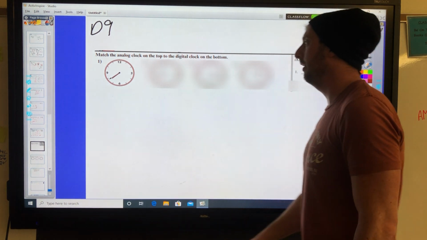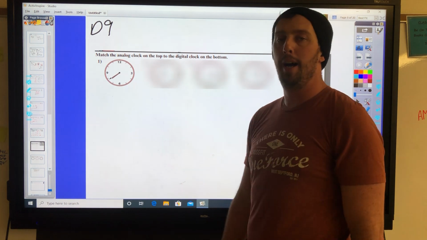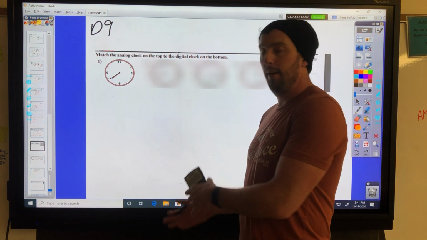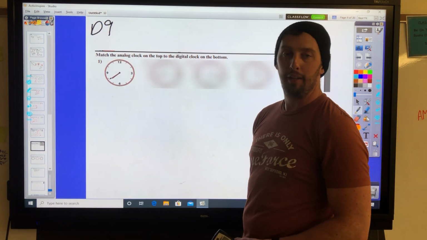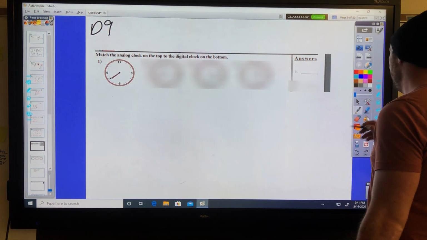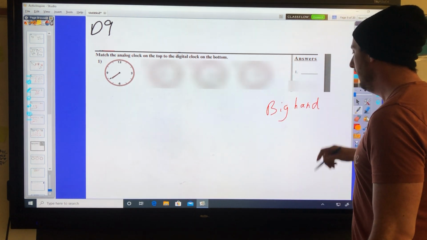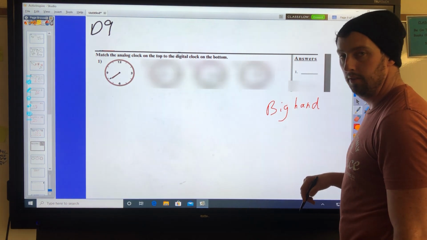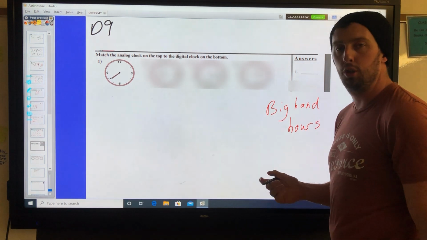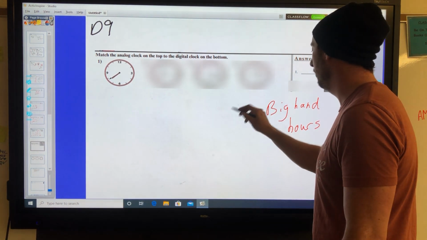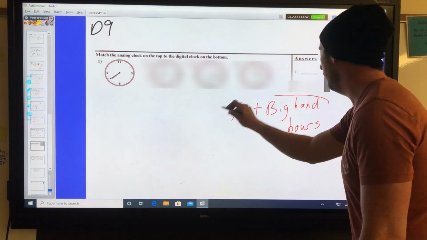Oh, clocks. Matching the analog clock on the top to the digital clock on the bottom. This is day 9. All right, so what I didn't include is all the matching answers on the bottom, but let's take a look at our time. Remember, the big hand is the hours. The short fat big hand, we could say short, just to make sure we're not confusing anybody. The short big hand is the hours.